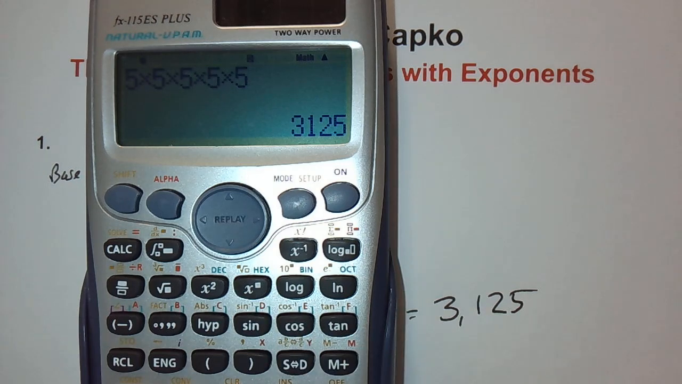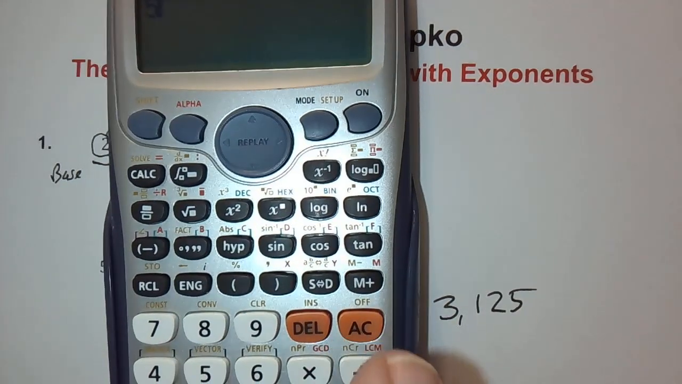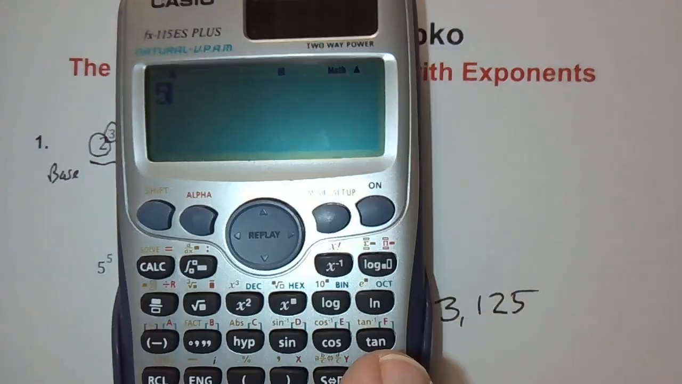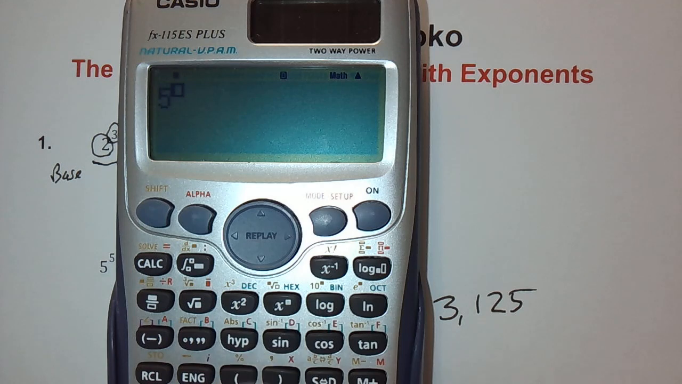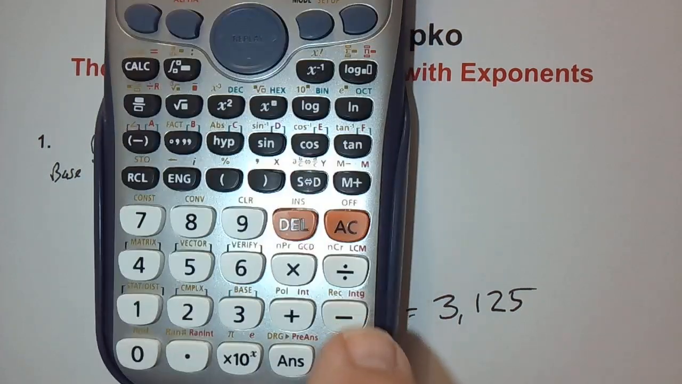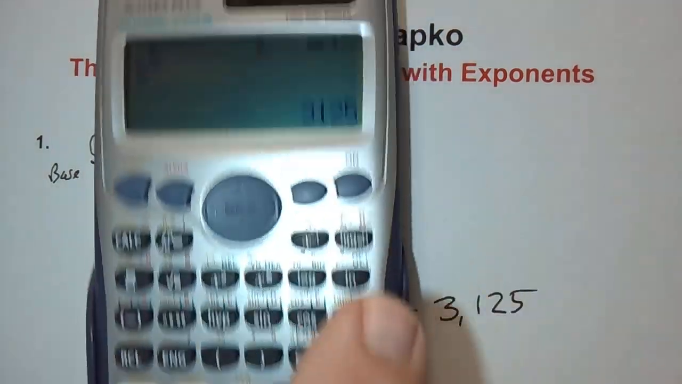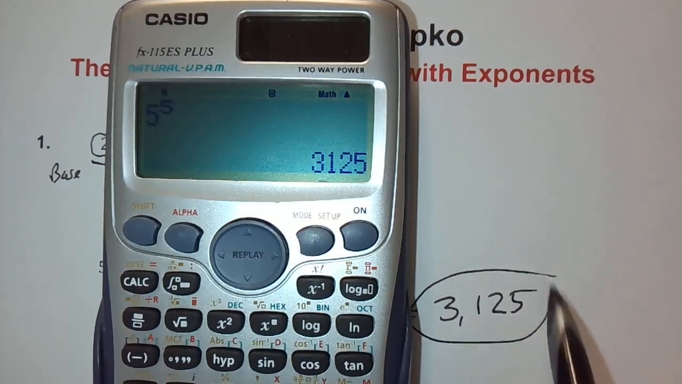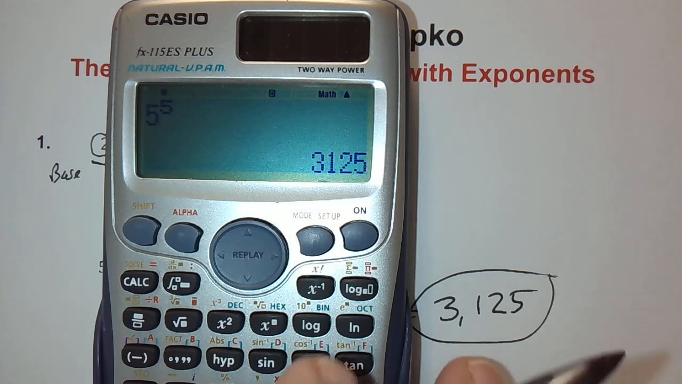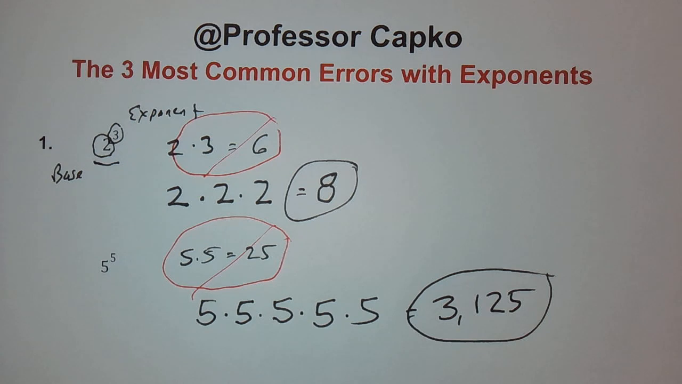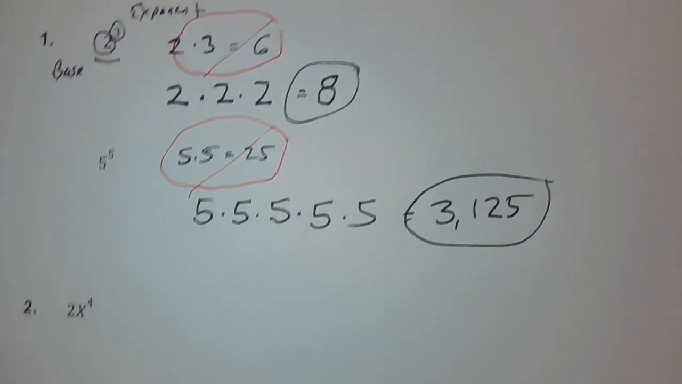So let's clear our work here, and we can just type in 5. We hit the 5, and then I hit that button right there, and that's where we put in the exponent, in this case a 5, and then I just simply hit the equal button, and that gives us that same 3,125. So hopefully you won't make that first error. Let's talk about the next error.